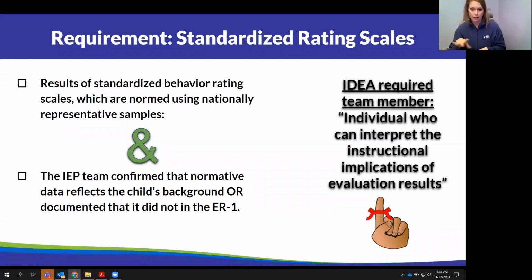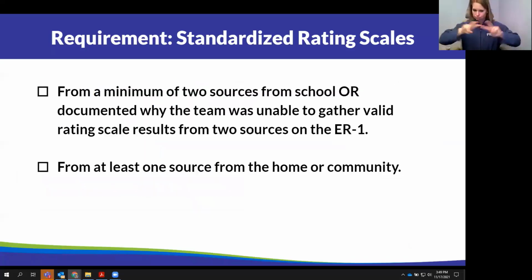So if you use a tool that doesn't seem really well matched to a student because you weren't able to find one or have one, you need to be able to scrutinize that data in a different way. And again, this is something that school psychologists are trained to do and help guide IEP teams through. And that reminder on the right of the slide there, remember, school psychologists are often the IEP team required members who can interpret the instructional implications of evaluation results.